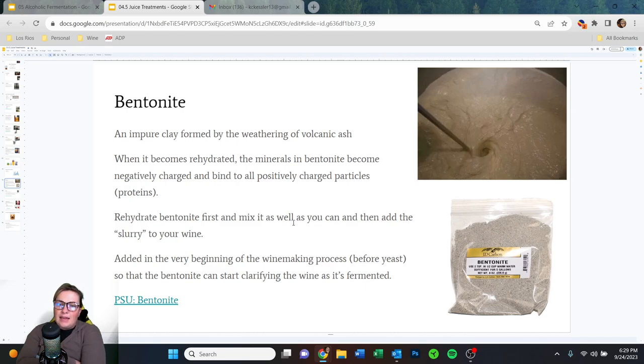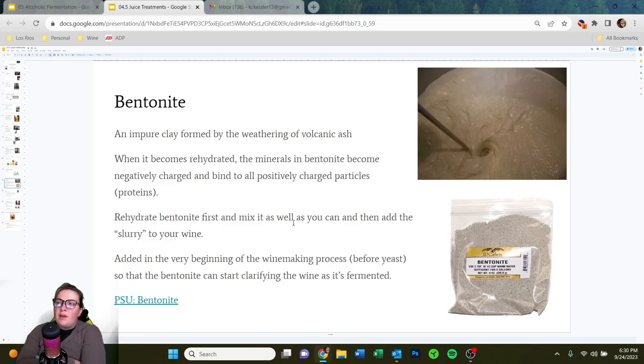So bentonite is an impure clay formed by the weathering of volcanic ash. It's also very similar to the product found in your kitty litter. Interestingly enough, it's just naturally occurring in our soil. It has a huge ability to hold water and makes a very interesting slurry.